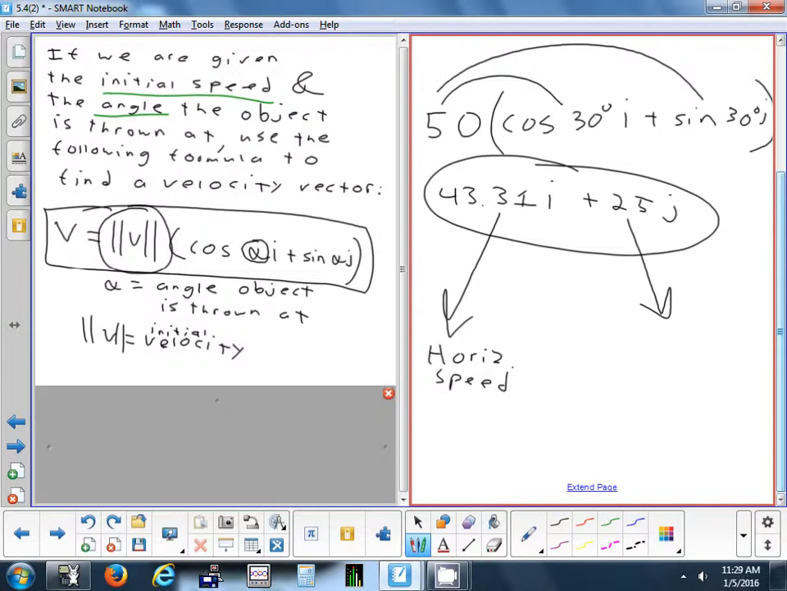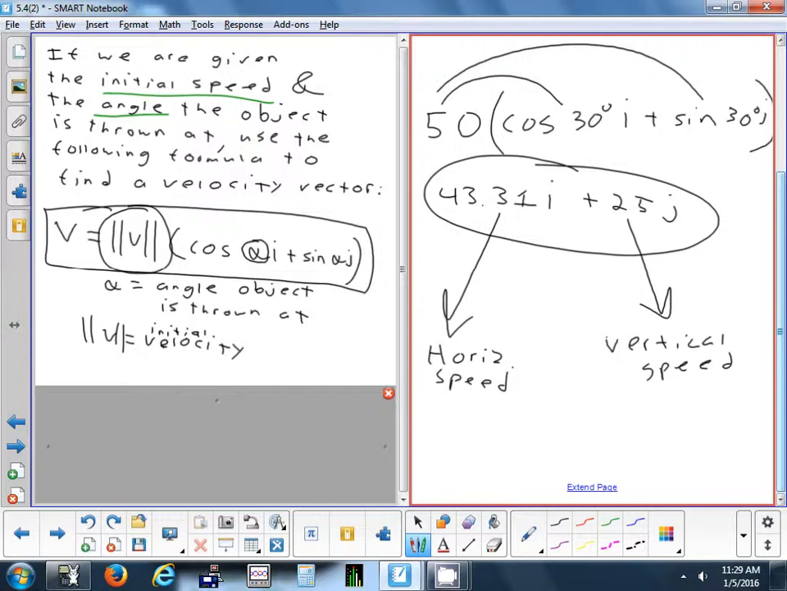What about the 25? That's my vertical speed. In physics, you've probably learned that the second you release something from your hand, it's slowing down. So the vertical speed is 25 miles an hour the second that object leaves my hand. Right after that point, it starts slowing down vertically, and eventually it hits its highest point and comes back down.